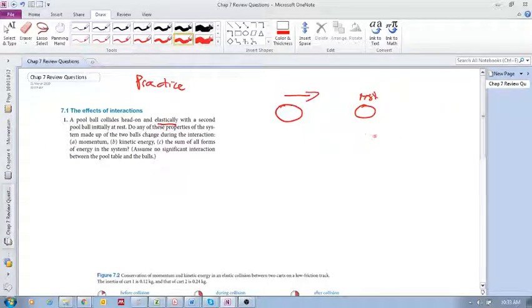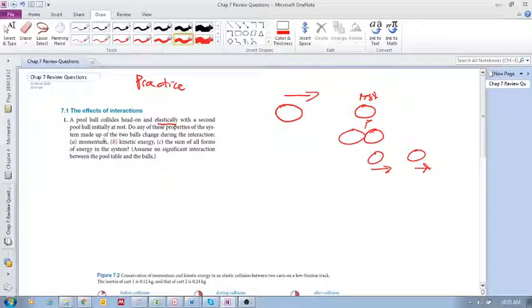Then they, let's draw it here. They collide. Okay, and then they probably start moving again like that, right? So moving and at rest, they collide, there's an interaction, and then they start moving. Okay, do any of these properties of the system of the two balls change during the interaction?